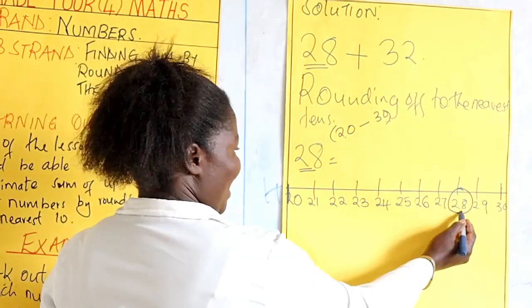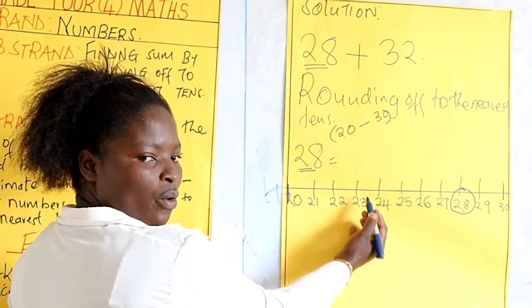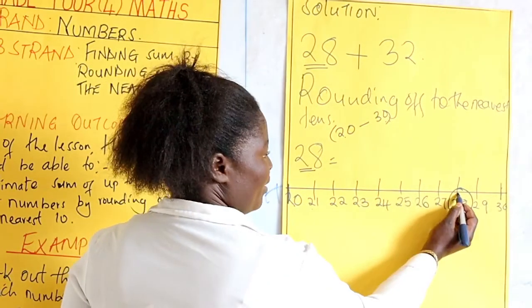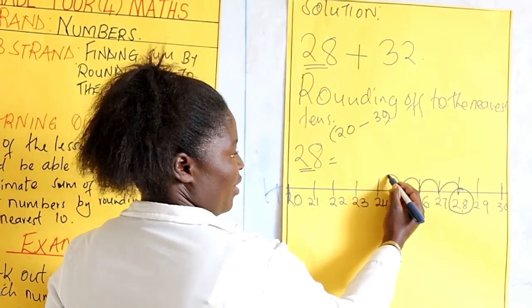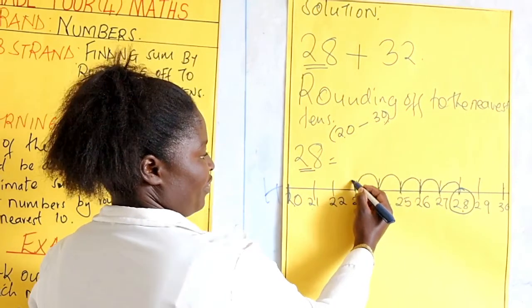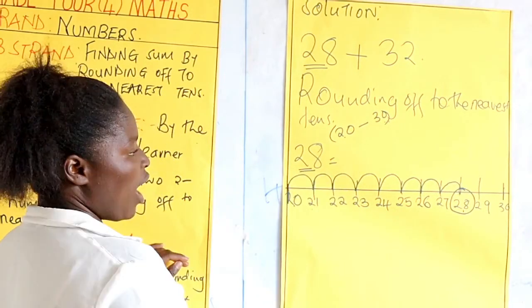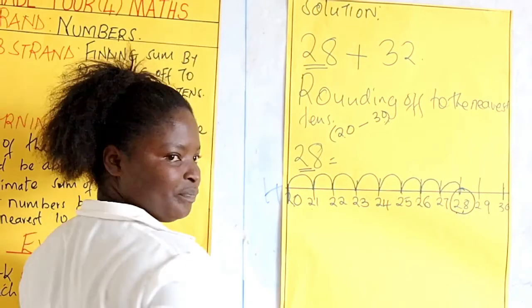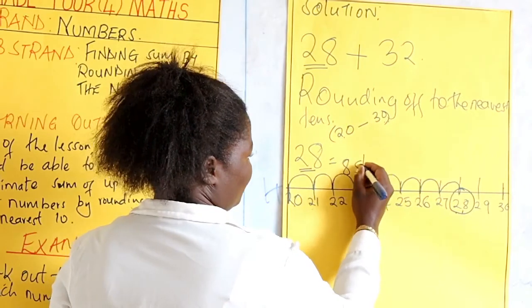From number 28 to 20, how many steps are we going to go backwards? Can we count together from number 28 to 20? The first step, second, third, fourth, fifth, sixth, seventh, eighth. So how many steps have we gone backwards from 28 to 20? Very correct. 8 steps.